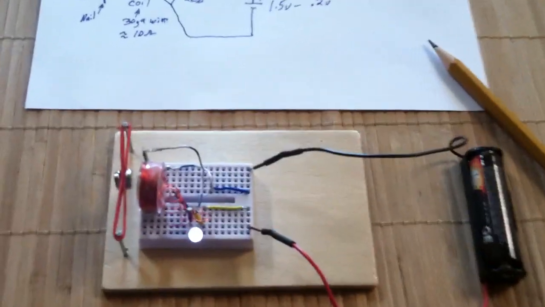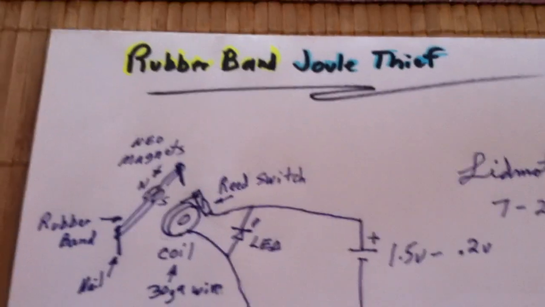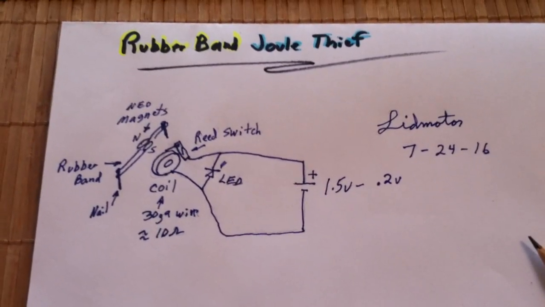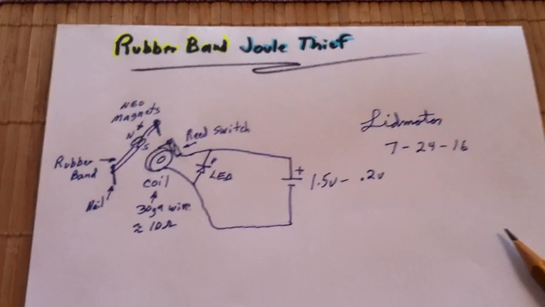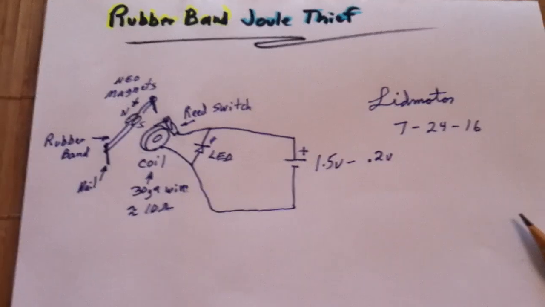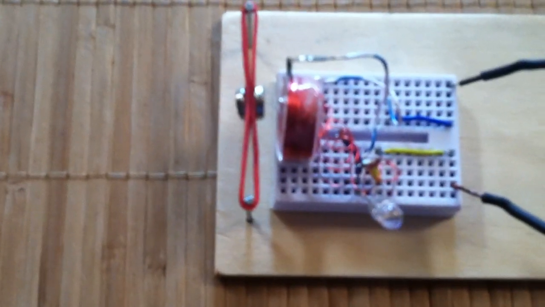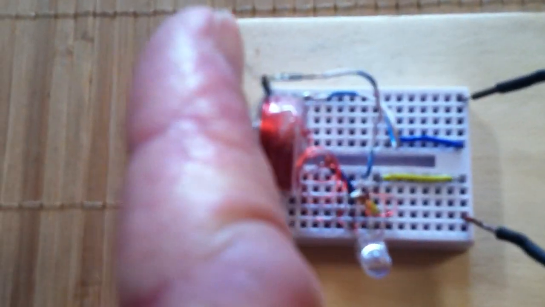Okay, here's a fun thing I came up with. I'm just calling it the rubber band Joule Thief. I got a big kick out of these real simple little projects that don't take a lot of time, but they're fun. And this operates like a Joule Thief. How it works is there's a couple of magnets here on a rubber band. There's a reed switch right here, electromagnet, and power source, which is the AA battery.